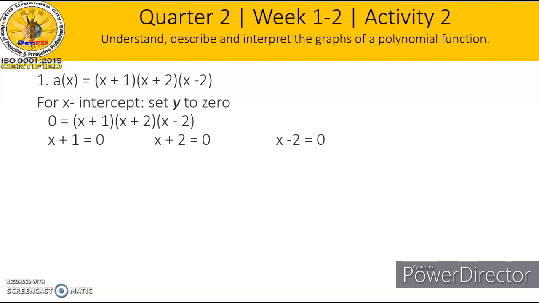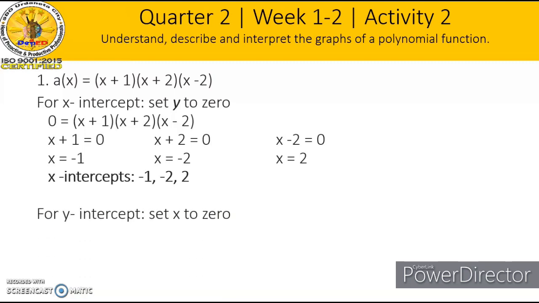We just compute for x plus 1 is equal to 0, x plus 2 is equal to 0, x minus 2 is equal to 0. We now have the following values. We have x is equal to negative 1, x is equal to negative 2, x is equal to 2, and these are your x-intercepts.